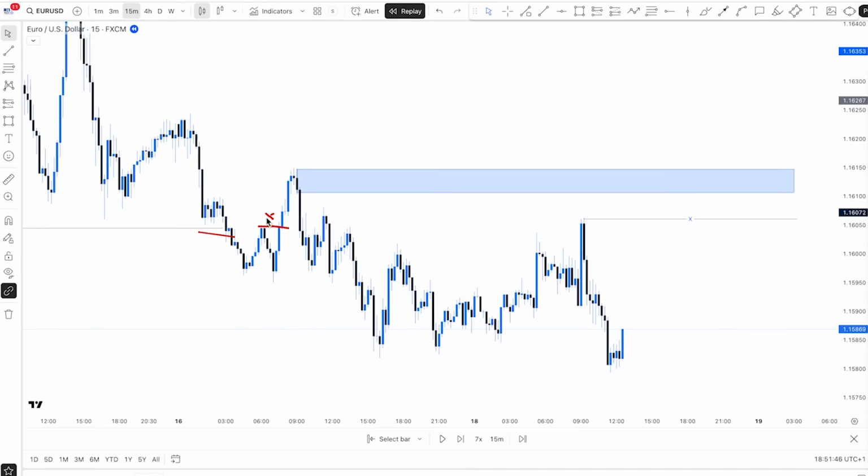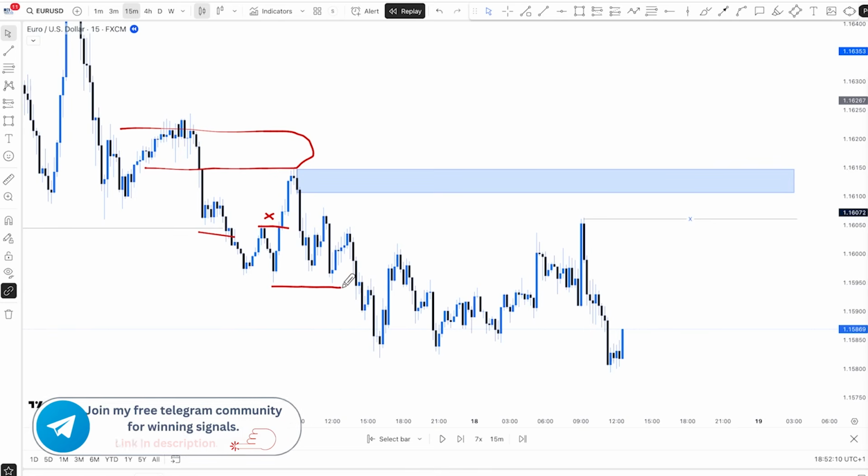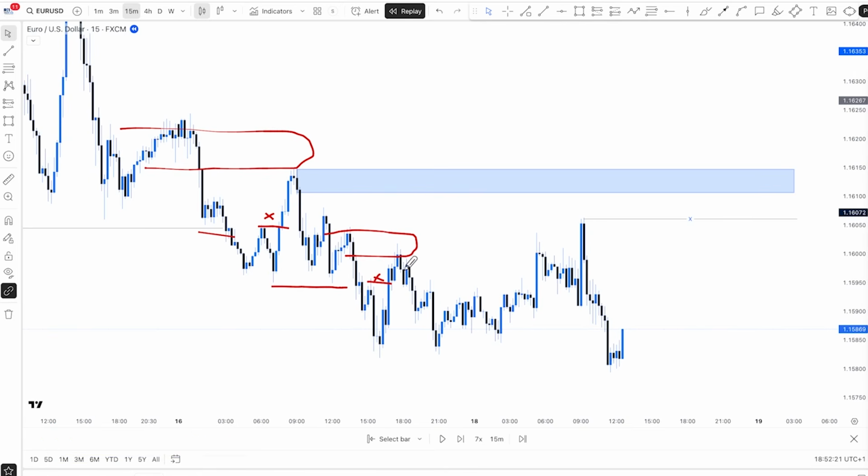So inducement was taken, price mitigated a POI somewhere around here, and then pushed lower. We have a valid break of structure. After a break of structure, where is the next point of liquidity? We have the recent liquidity zone here. Price took out this inducement, mitigated another POI somewhere around here, and then we have a break below this low.